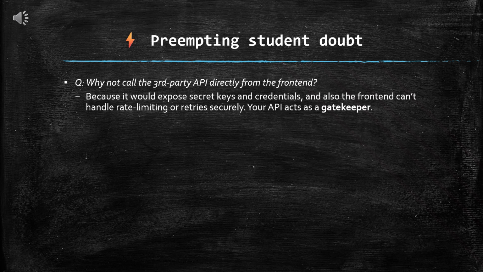A common question is, why not just call the third-party API directly from the front end? The reason is security. Calling it from the front end would expose secret keys and credentials, which is a major security risk. Your API acts as a secure gatekeeper.